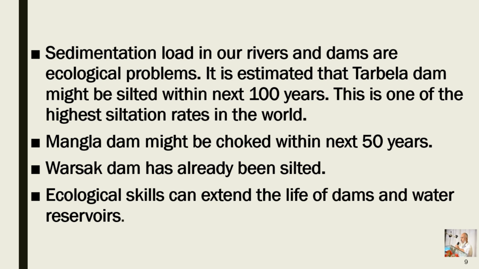Sedimentation load in our rivers and dams are ecological problems. This is because our watershed areas are not properly maintained. They don't have a tree cover, they don't have a grass cover, they don't have any vegetation cover, are poor. So whenever there is a rain, whenever there is a snow slide, the soil, stones, they move with them, siltation occurs in the downstream.